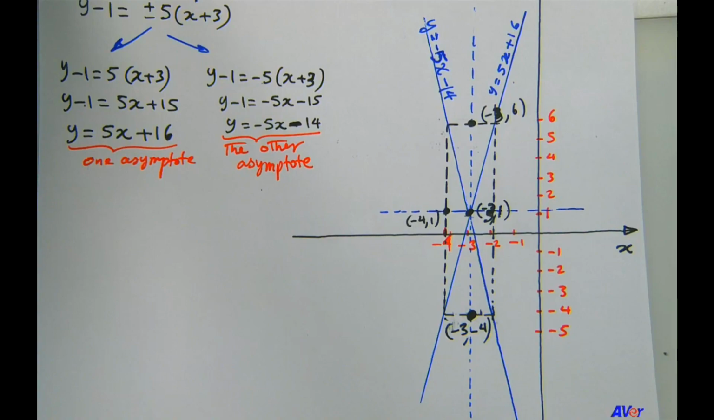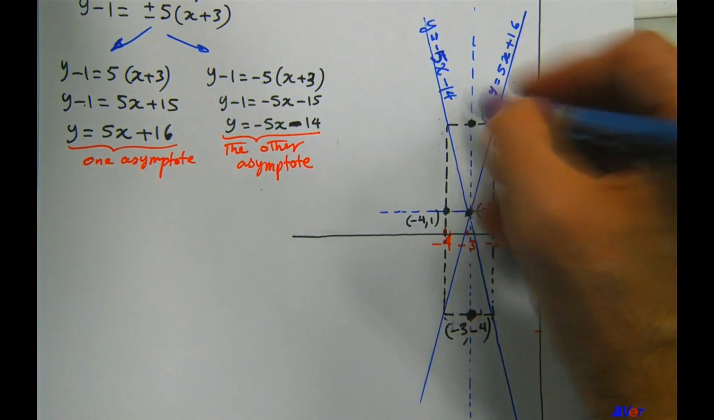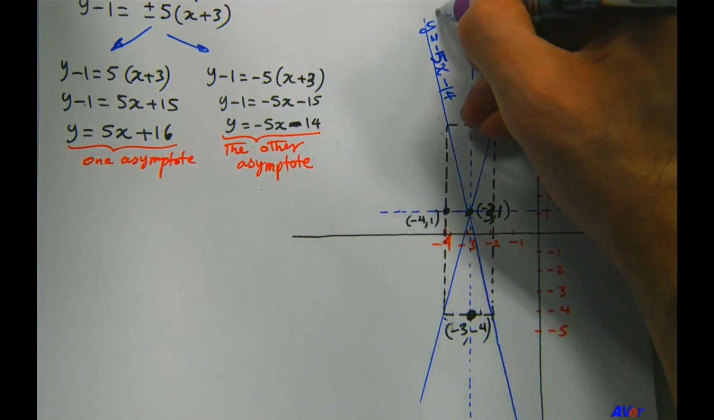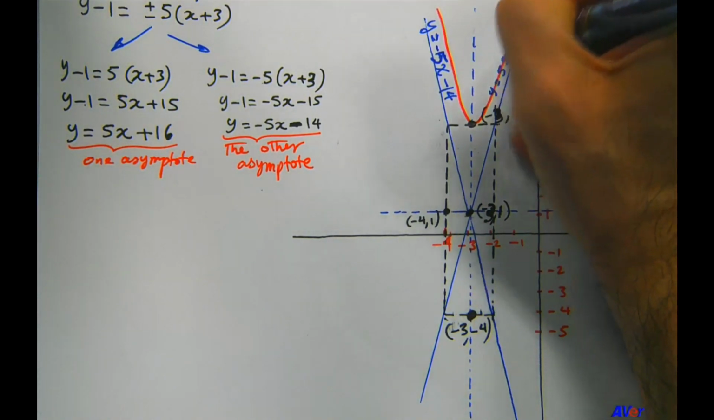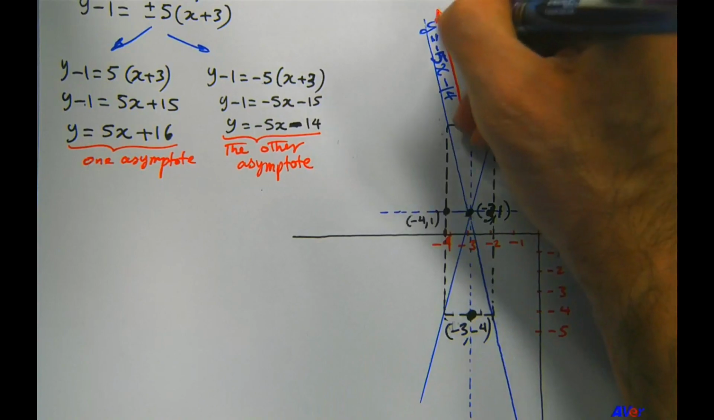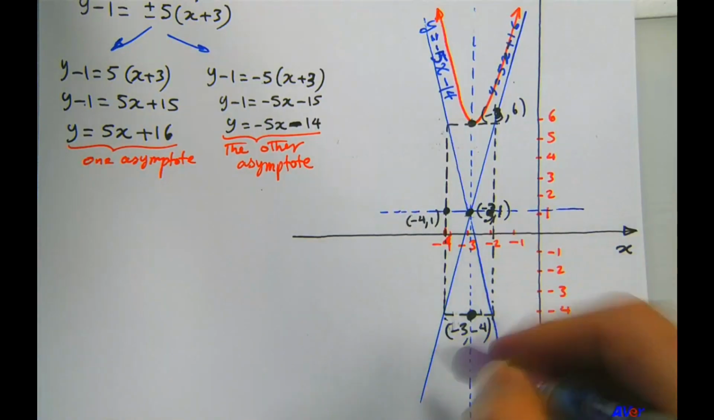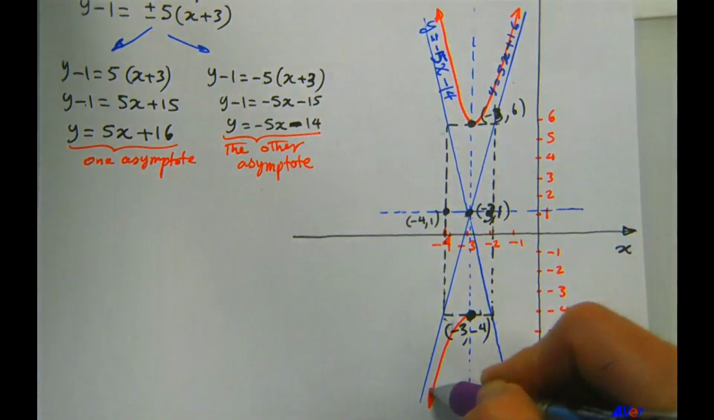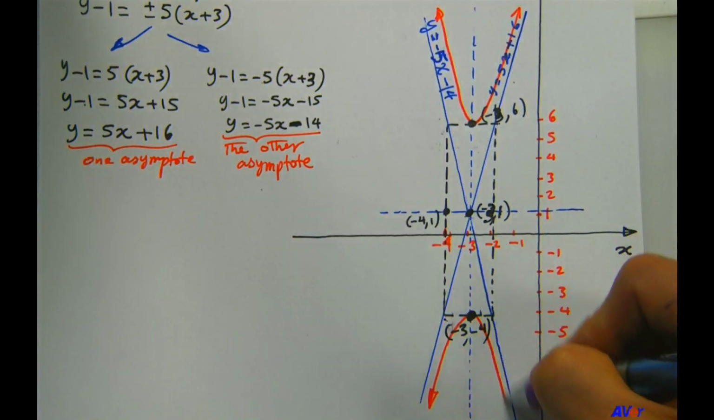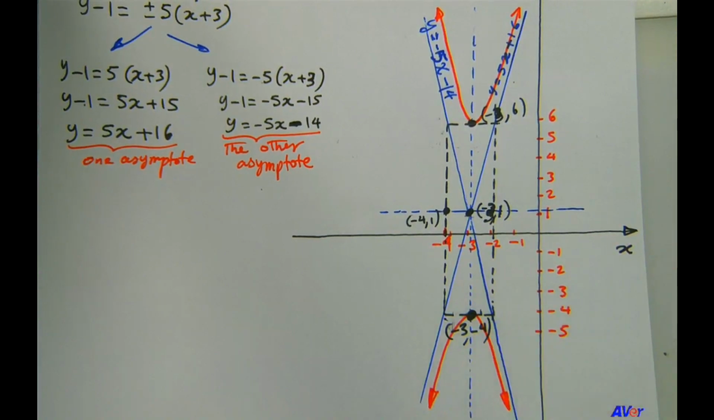Okay, so we can easily draw the hyperbola. One line comes here and curves back up, goes like that. And the other one is doing the same thing down here, like that and like that. Okay. All right. So let's look at another example.